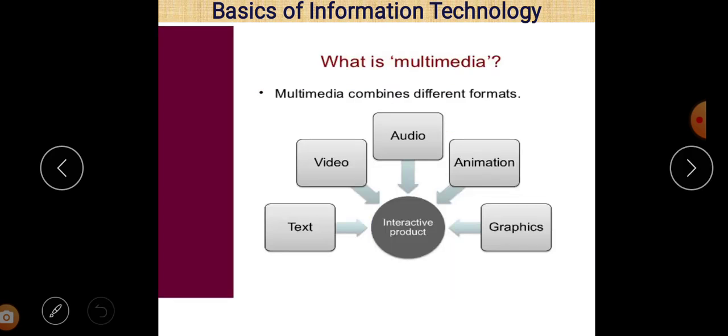So what is multimedia? You can easily see that there are five different media: text, video, audio, animation, and graphics, which makes an interactive product. So multimedia combines different formats. You can easily see here, SMS is an example of text message, and MMS is an example of multimedia message service. So that is a different example of multimedia application.